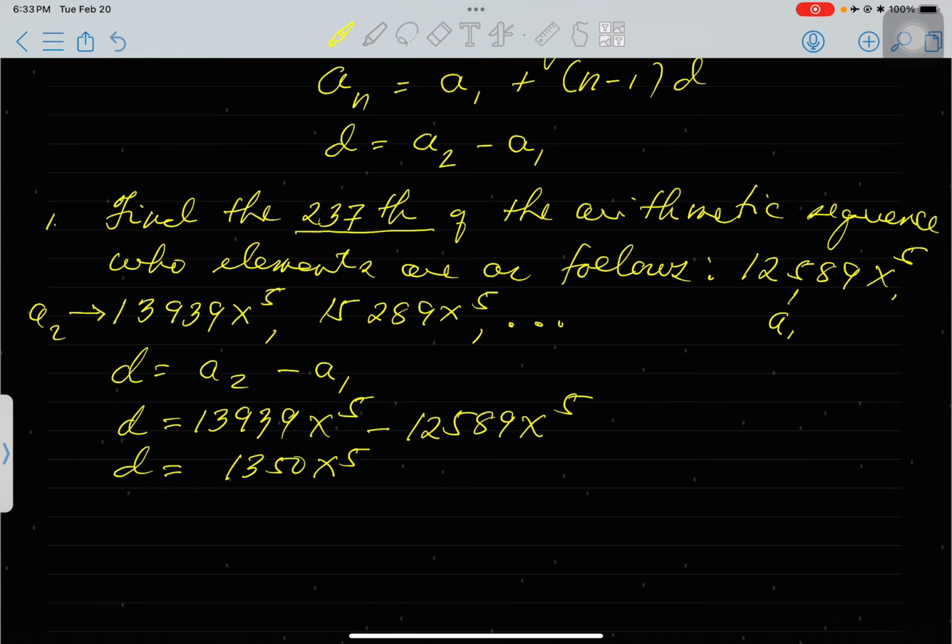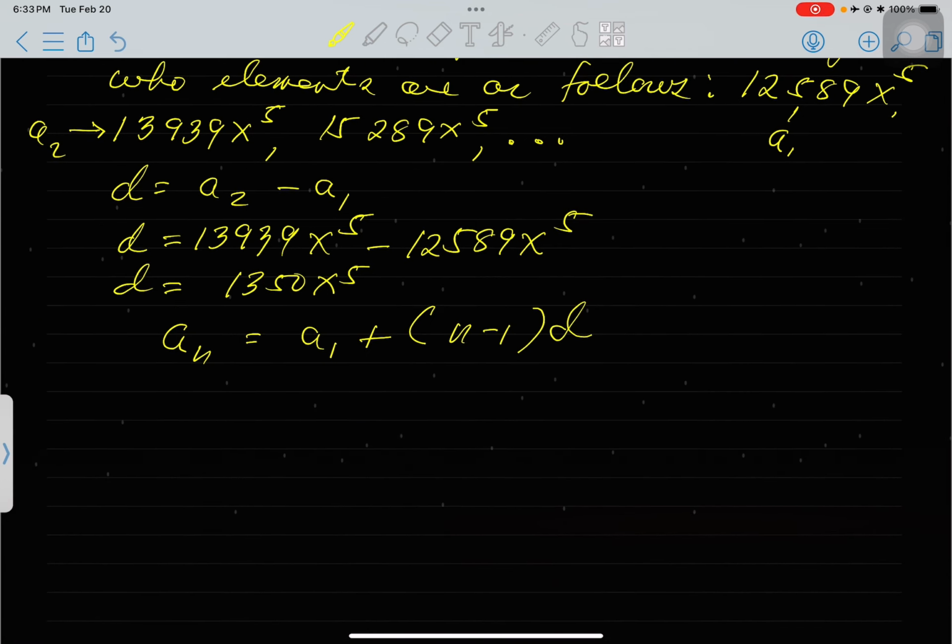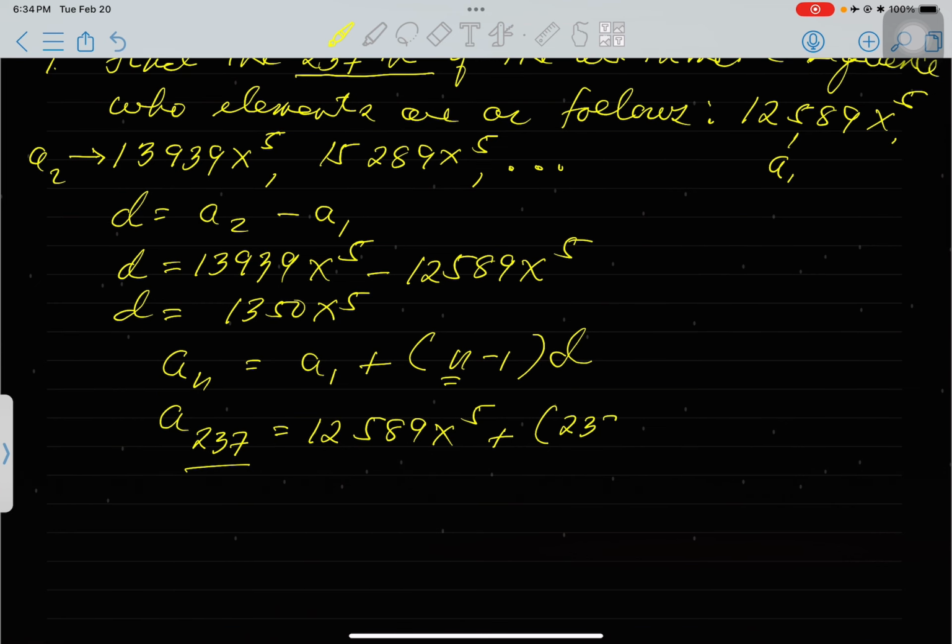The next step is we are going to apply the formula to find the unknown term. We have a sub n is equal to a sub 1 plus the quantity n minus 1 times d. And our n here is 237 because that is the position of the element that will be identified. We have now a sub 237 is equal to our a sub 1, 12,589 x raised to the power of 5, plus 237 deducted by 1, then multiplied by our constant difference, which is 1,350 x raised to the power of 5.